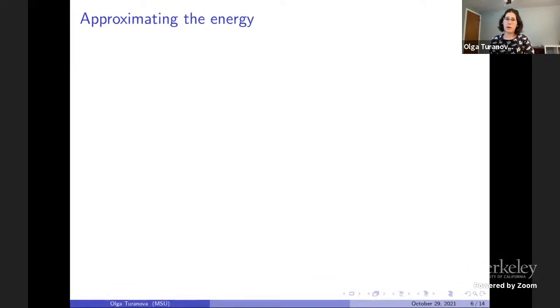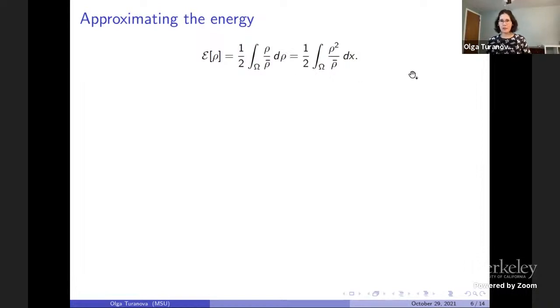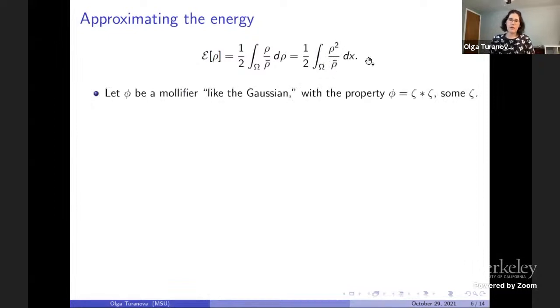So how do we approximate this energy? There's our energy again: rho over rho bar d rho. I'm going to be conflating measures with their density. All measures that are relevant here have density, and I conflate measure with density. So I can write the energy like this. I'm going to be talking about how we produce this regularized energy that I mentioned in the previous slide.